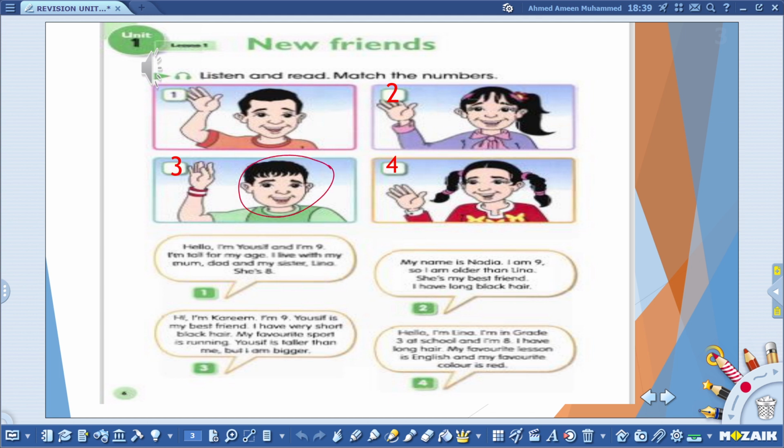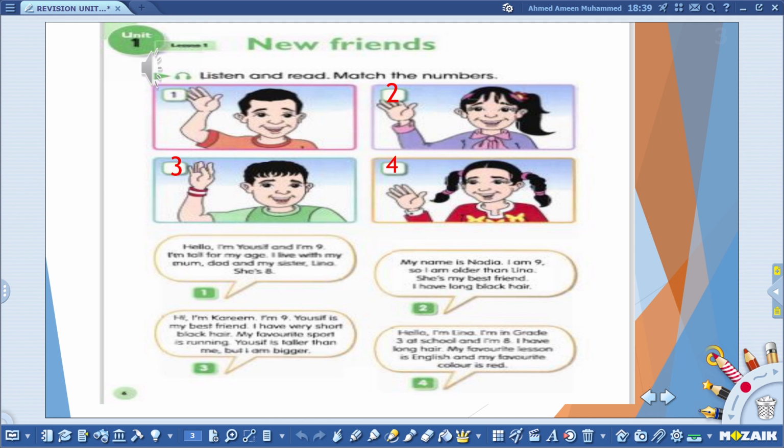And number four, hello, I'm Lena. I'm in grade three at school. I'm eight. I have long hair. My favorite lesson is English. And my favorite color is red. We can see here that she is wearing a red T-shirt.